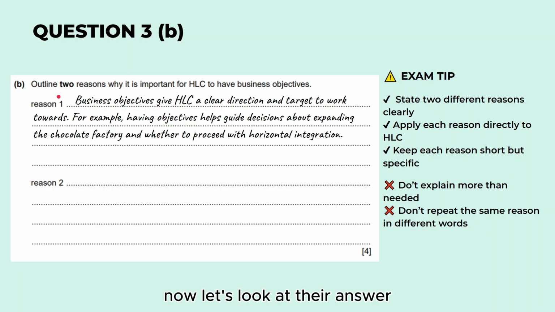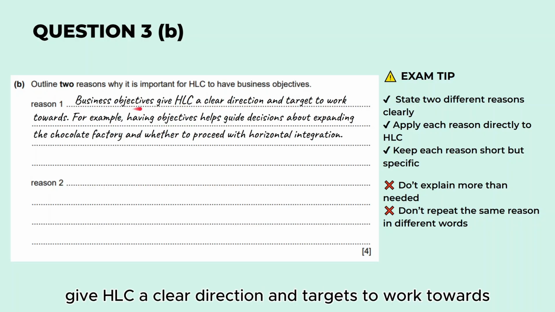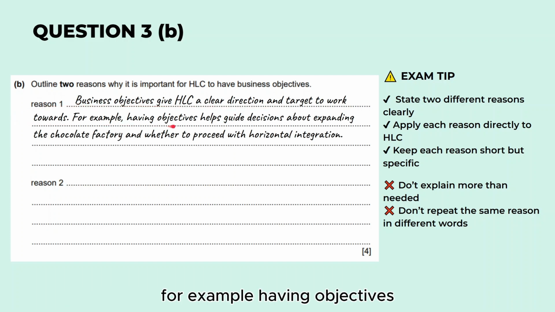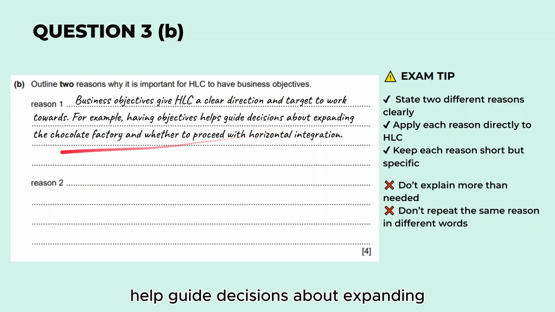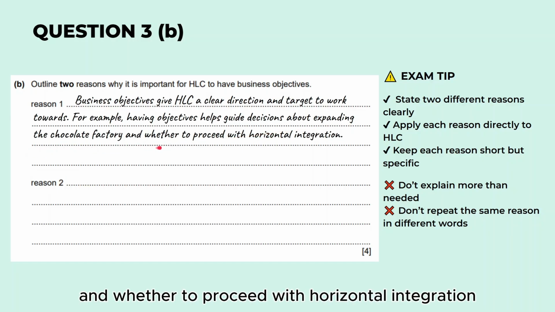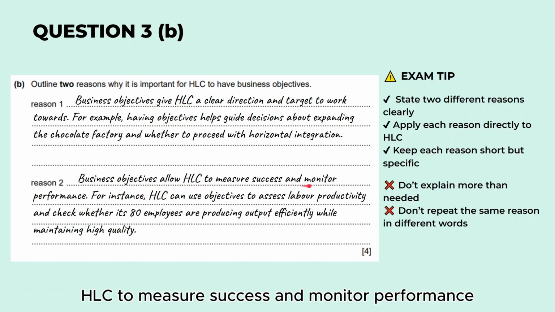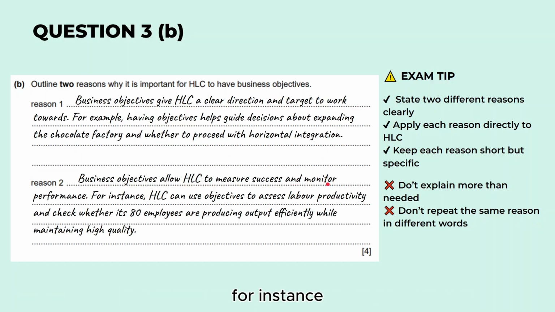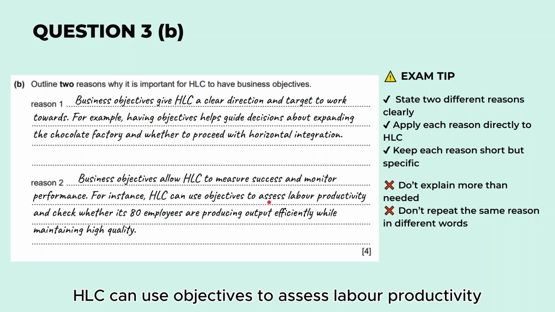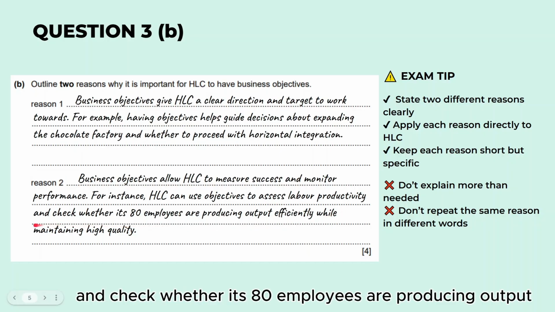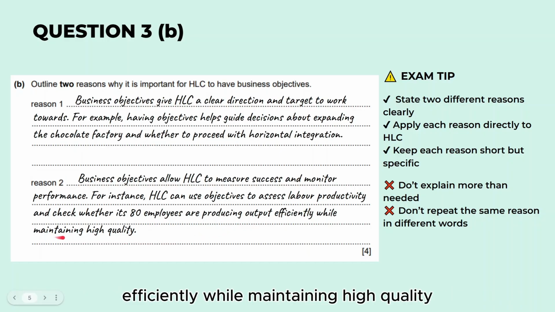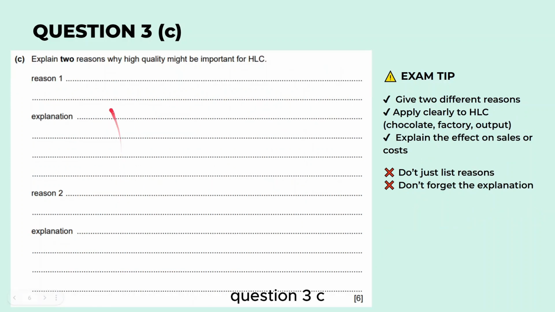Now let's look at the answer. Reason 1. Business objectives give HLC a clear direction and target to work towards. For example, having objectives helps guide decisions about expanding the chocolate factory and whether to proceed with horizontal integration. Reason 2. Business objectives allow HLC to measure success and monitor performance. For instance, HLC can use objectives to assess labor productivity and check whether its 80 employees are producing output efficiently while maintaining high quality.